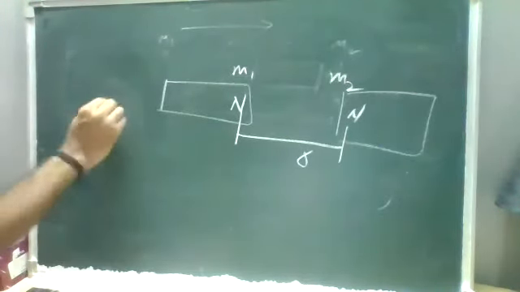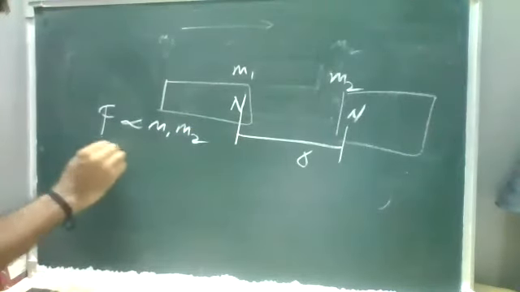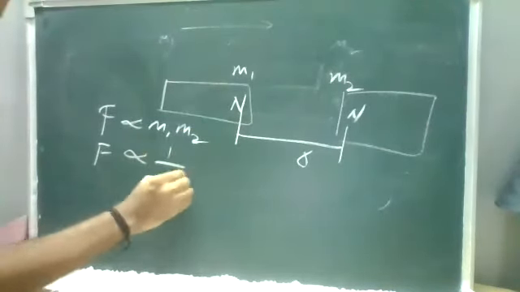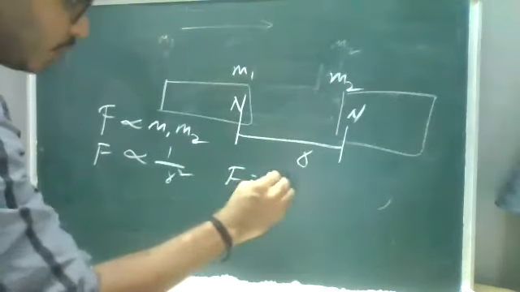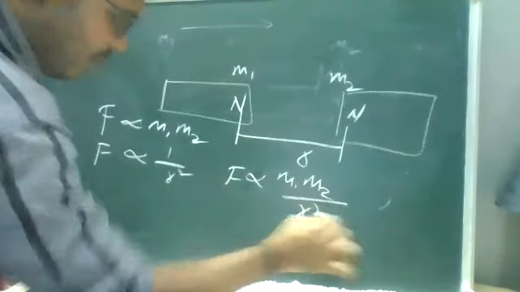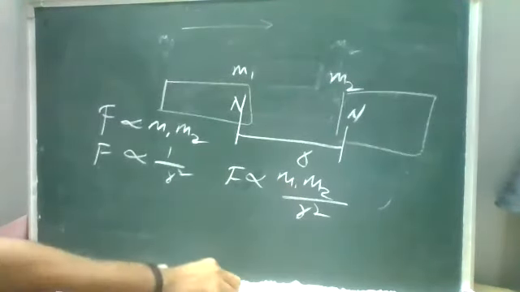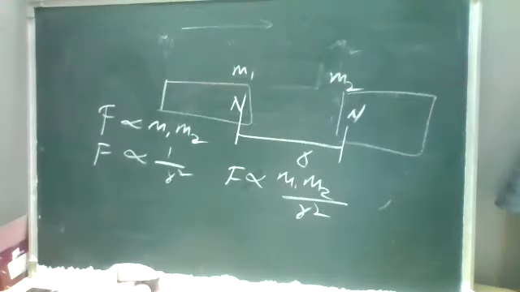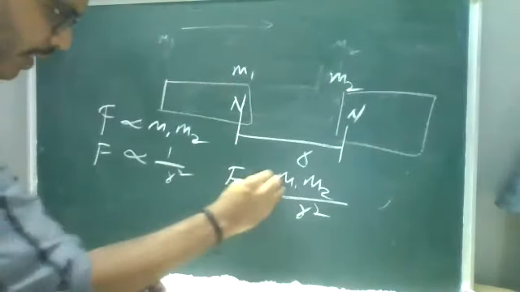That means the force depends upon the two pole strengths M1 and M2, and on the distance between them, as 1 by R square. Combining these, F is proportional to M1 M2 by R square. M1 and M2 are not masses, they are the pole strengths, and the distance between the poles is R. There will be some proportionality constant, which I'll take as K.